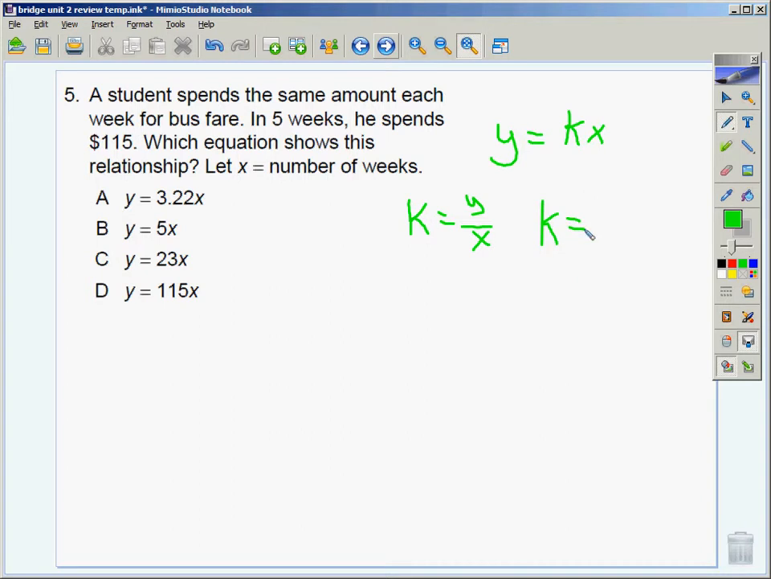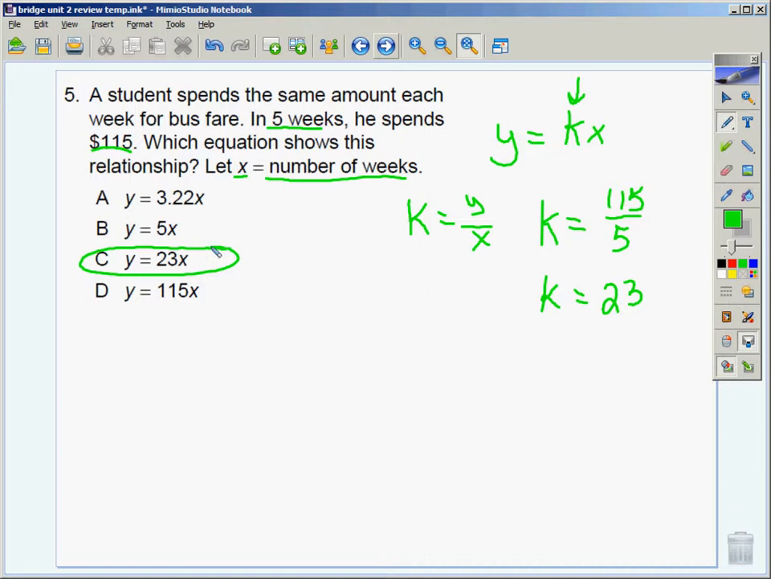They said X was the number of weeks. So X is going to be replaced with what? 5. The Y must be the 115. When I do that division, 5 goes into 115 23 times. So in my equation, I replace K with 23, which is why C is the correct answer. Questions on number 5? Marcus.